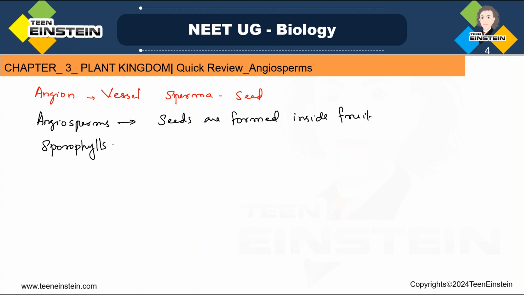and the sporophylls are organized into flowers. That's why they are called flowering plants. Okay, and here we are learning the main characters of angiosperms.